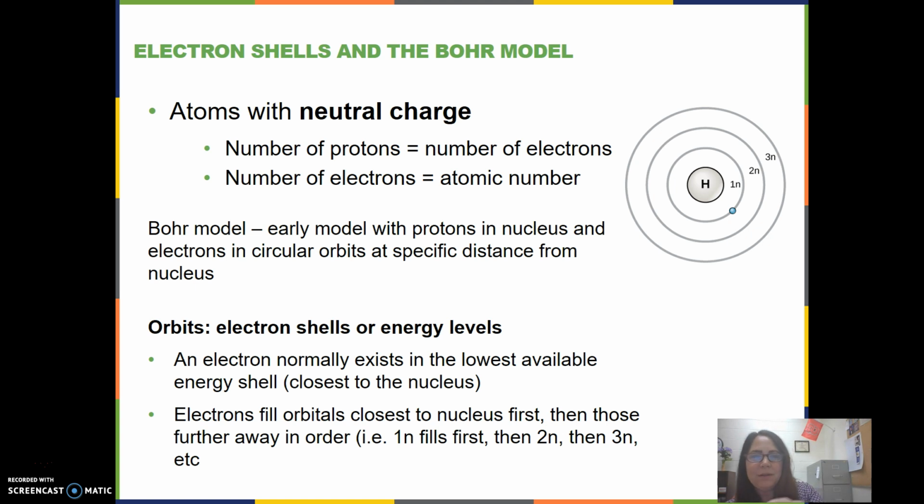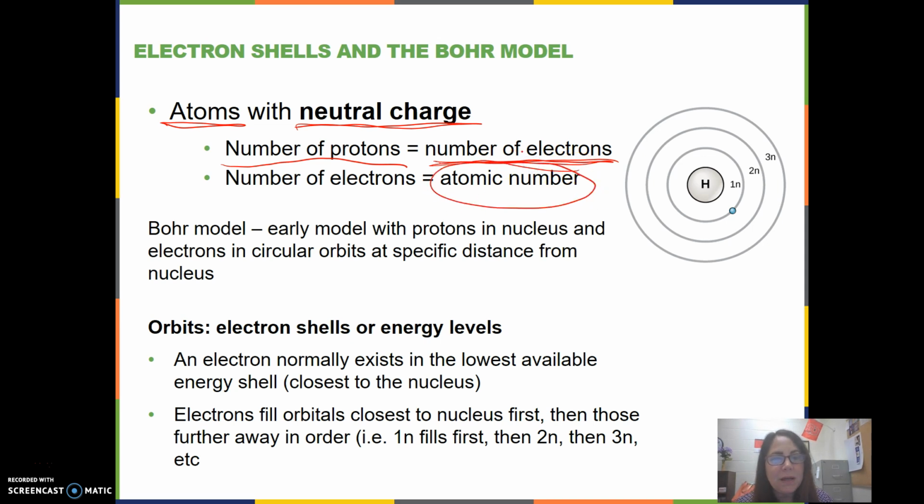Atoms typically have a neutral charge. If they have a charge, a positive or a negative charge, then we don't call them atoms anymore. We call them ions. So the number of protons, or positive charges, will equal the number of electrons, or negative charges. And so therefore, the number of electrons can be found from the atomic number, since the atomic number is the number of protons, and we know the number of protons equals the number of electrons.